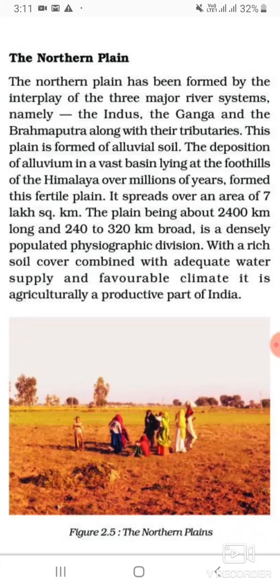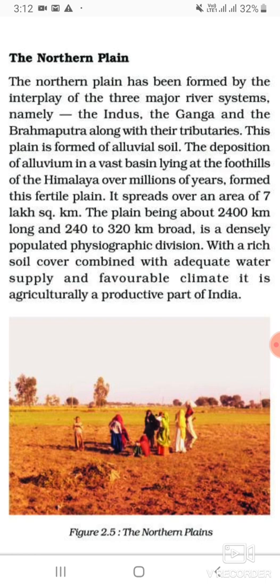We are continuing with Chapter 2, that is Physical Features of India, and today we will be focusing on the Northern Plain. So the first question that is arising here is how the Northern Plain has been formed. The answer: the Northern Plain has been formed by the interplay or interaction, we can say, of the three major river systems, namely the Indus, the Ganga and the Brahmaputra, along with their tributaries.